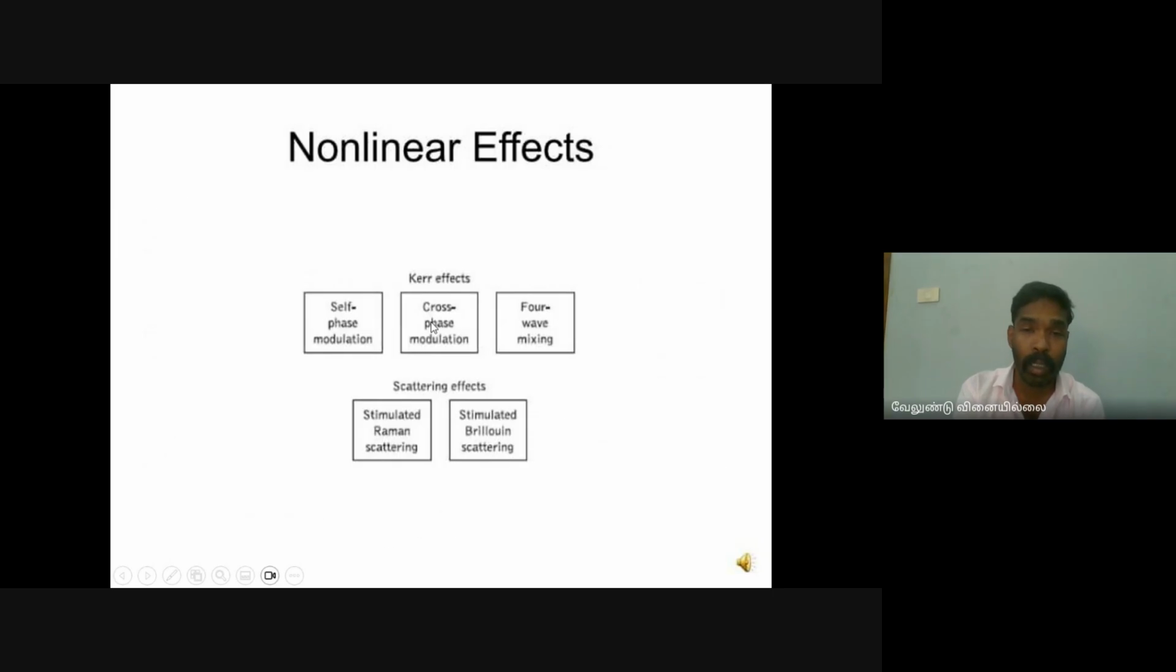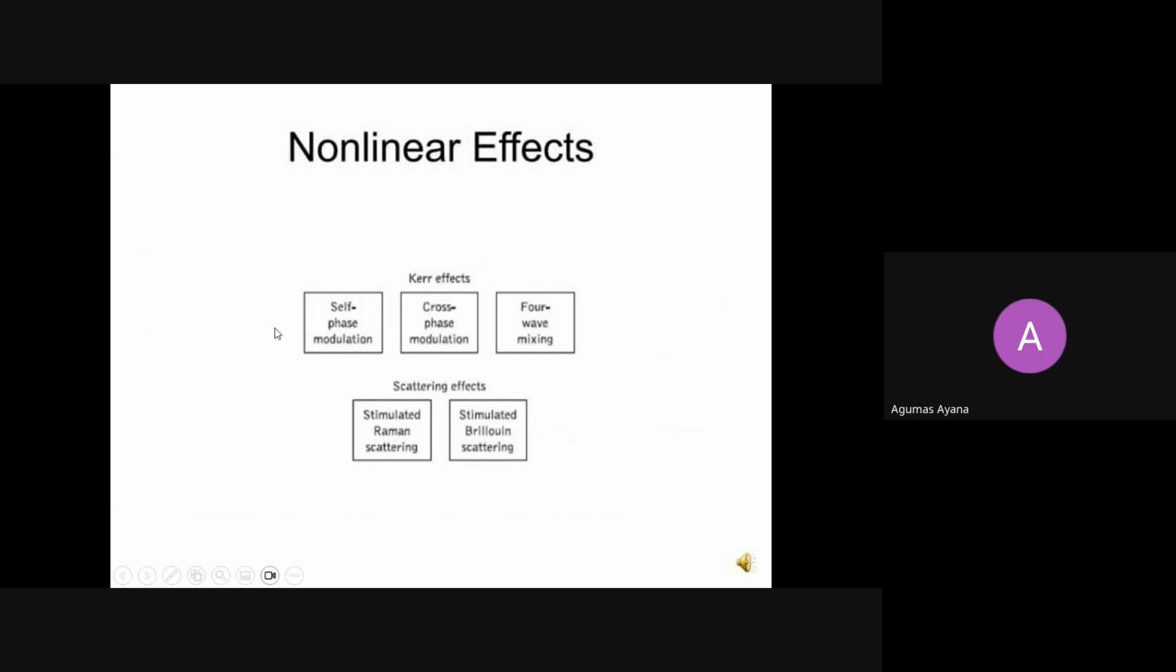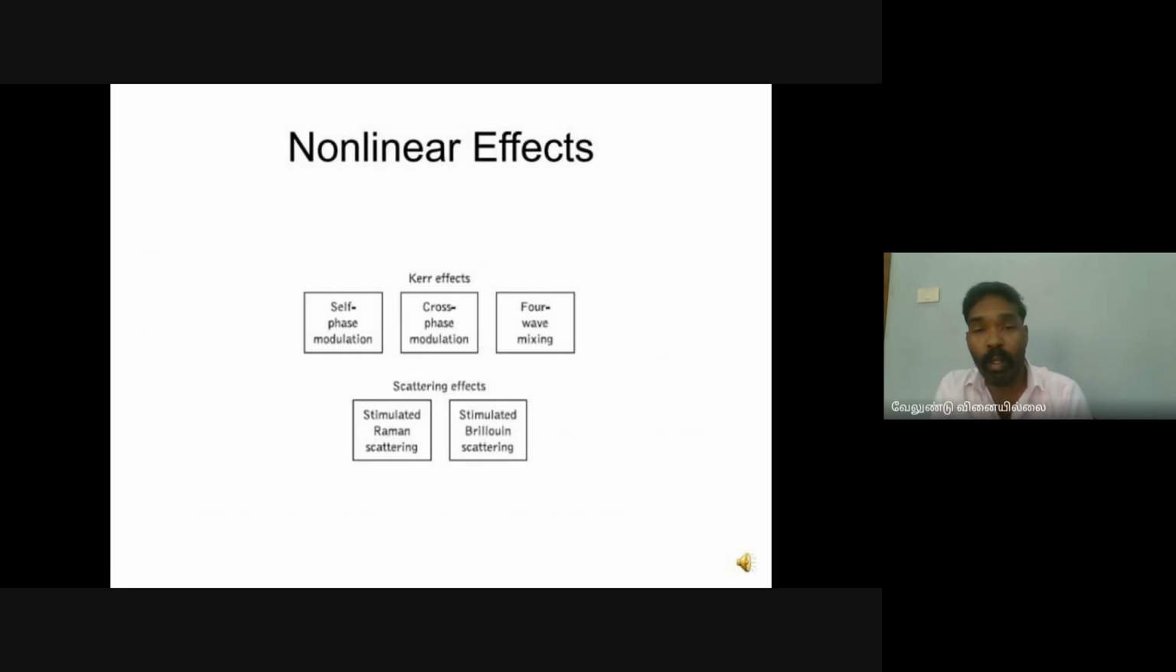So this is the Kerr effect. What is the Kerr effect? Can you see the slide? Can you see the slide now? Yes. Yeah. The Kerr effect is self-phase modulation, cross-phase modulation, and four-wave mixing. The scattering effects are stimulated Raman scattering and stimulated Brillouin scattering.